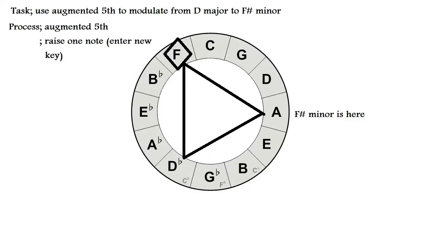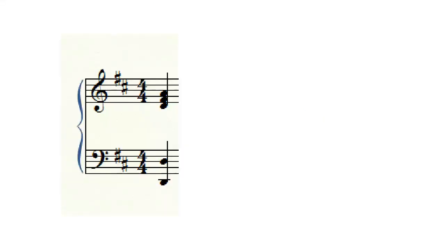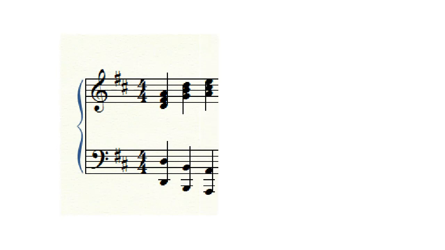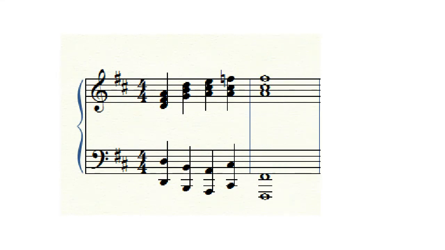So now that we know which note to raise, F natural, and which augmented chord to use, we can then easily make a plan to use the D major tonic, then the D major subdominant chord, and then the D major dominant chord, which is the A chord. Penultimately, we would augment the D major dominant chord and lastly arrive in F sharp minor. And this is what it should sound like.